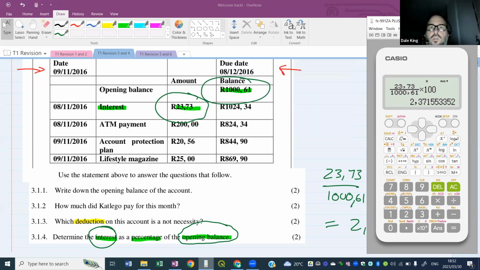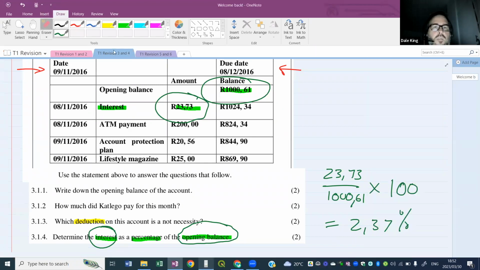All right, remember to round off to 2 decimal places. Okay. Any questions? Any more questions about this? Are we all good? I hope you guys understand more about statements. Okay, just remember, like I said, it's good to practice and experience these to understand how they change your balance.